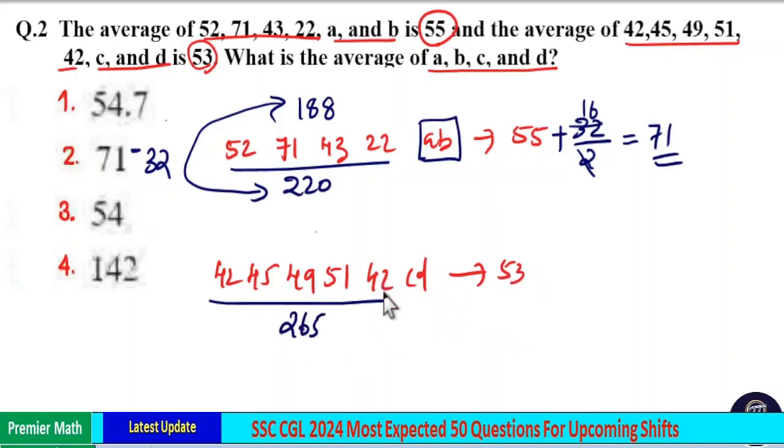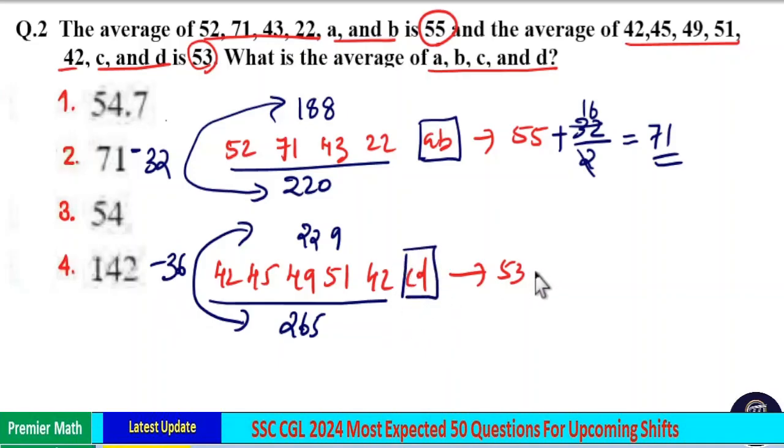Now real sum is equal to 42 plus 45, 87, 87 plus 49, 136, 136 plus 51, 187, 187 plus 42, 229. So 265 minus 229 is equal to 36, which means here the difference is equal to 36. 229 is 36 less than 265. So in order to balance this difference, we should distribute this 36 to the remaining 2 numbers.